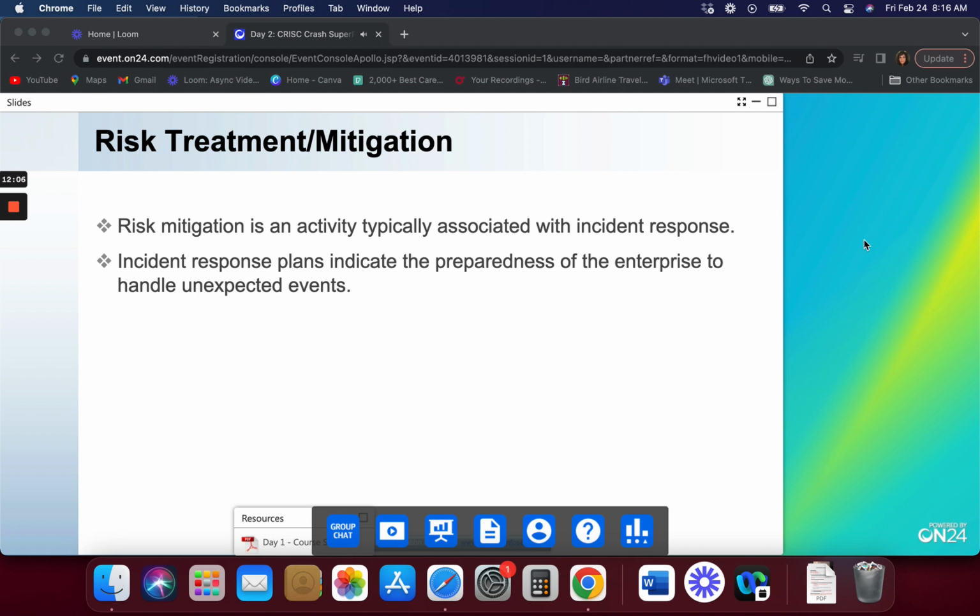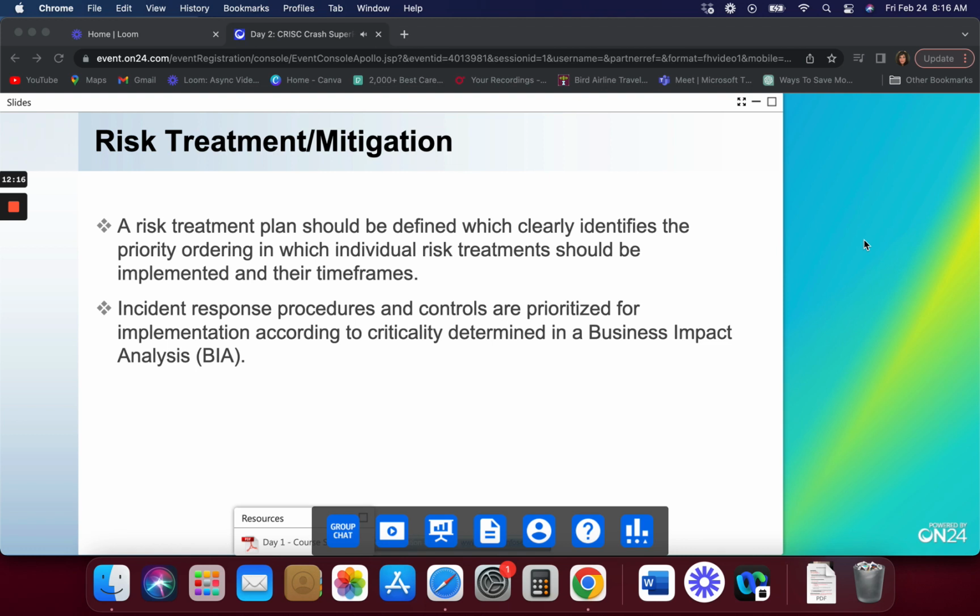Incident response plans indicate the preparedness of the enterprise to handle unexpected events. Your treatment plan should be defined, clearly identifying priority. We've already talked about that as well. Incident response procedures and controls are prioritized. We've talked about that. And they're prioritized according to what? Criticality determined by a business impact analysis.